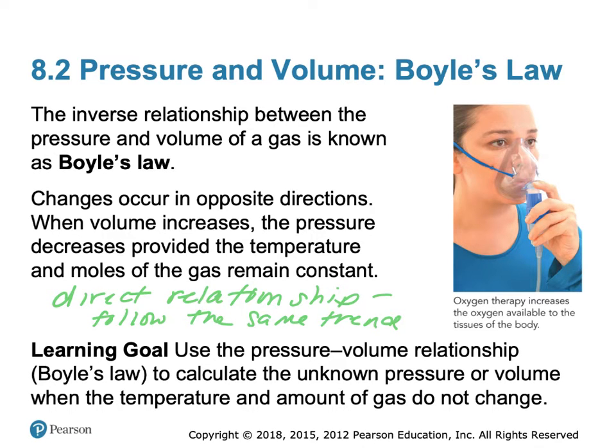When two variables have an indirect or inverse relationship, they follow opposite trends. What we're going to look at here is the inverse relationship between the pressure and volume of a gas, which is known as Boyle's law.